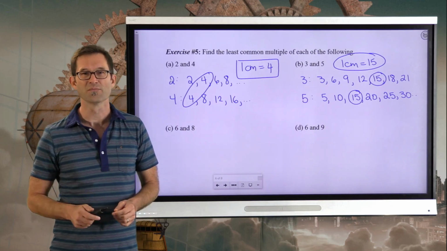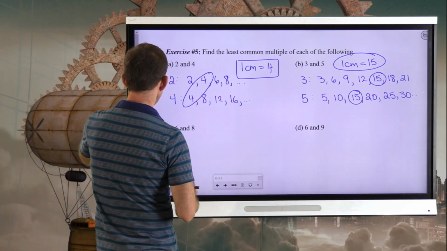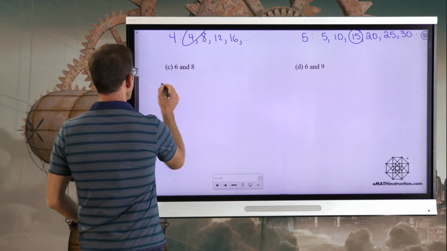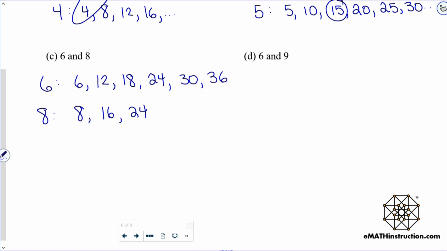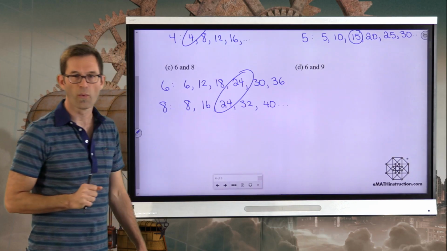All right, let's do some 6 and some 8. Here we go. I'm going to bring up the board a little bit so you can see it better. For the number 6, I would have multiples of 6, 12, 18, 24, 30. I was worried I was going to leave one out. 36. For 8, we would have 8, 16, 24, 32, 40, etc. And what I'll see is my least common multiple is 24.